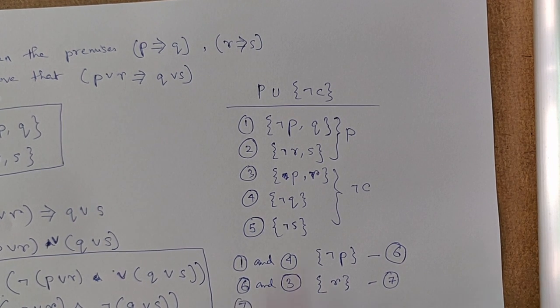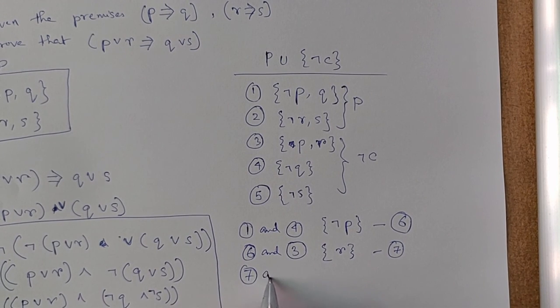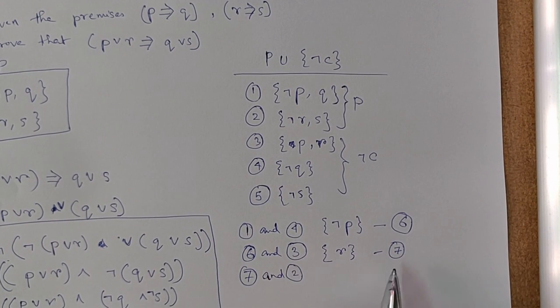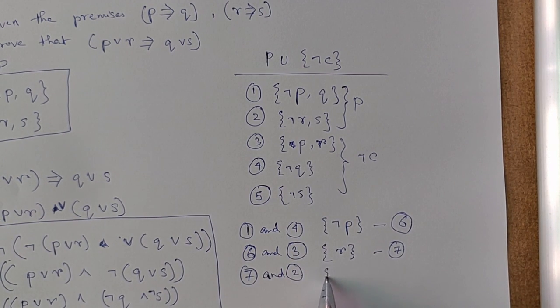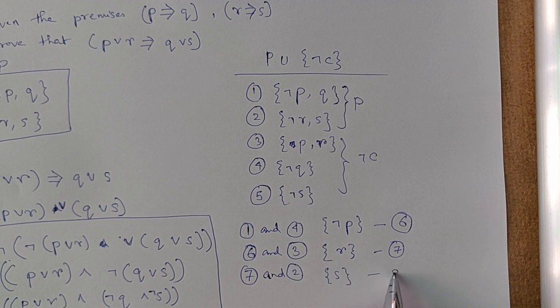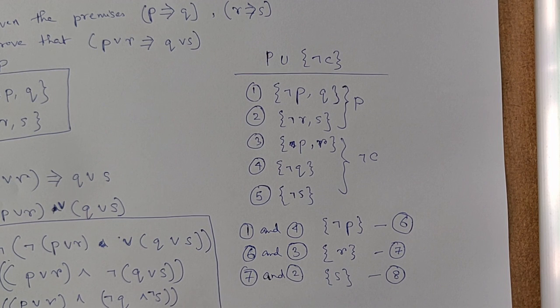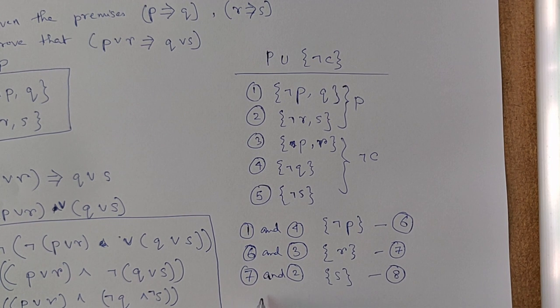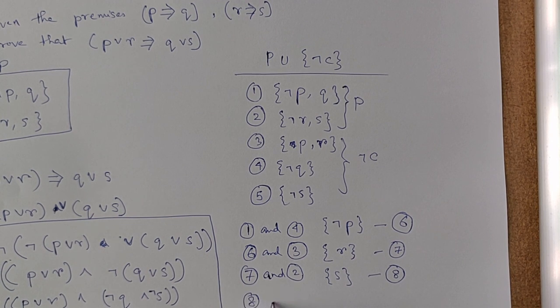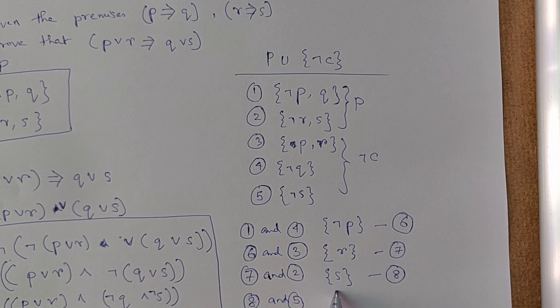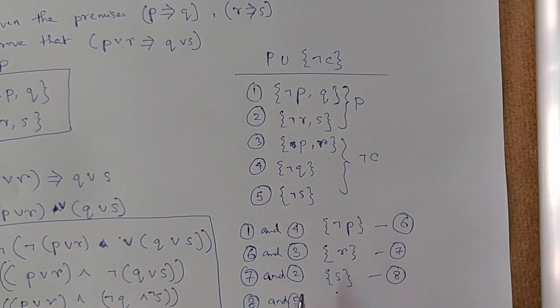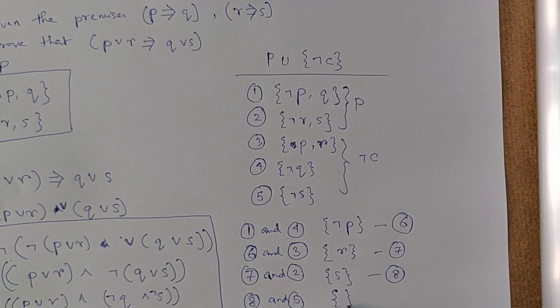Now let us resolve 7 and 2. 7 is R, 2 is not R comma S. So my conclusion is S. Now let us resolve 8 and 5. 8 is S, 5 is not S. My conclusion is the null clause.